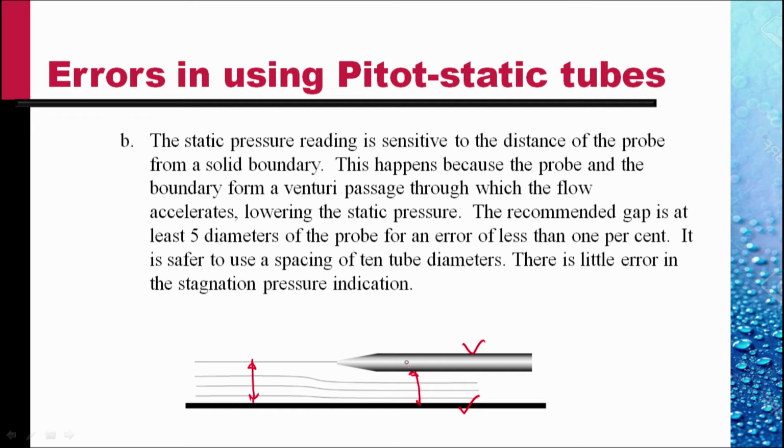The recommended gap is at least 5 diameters. The tube should be at least 5 times its diameter away from the wall for an error of less than 1%. It is safer to use a spacing of 10 tube diameters. But this error is largely in the static pressure measurement. The stagnation pressure indication is generally error-free, or there is little error in it.